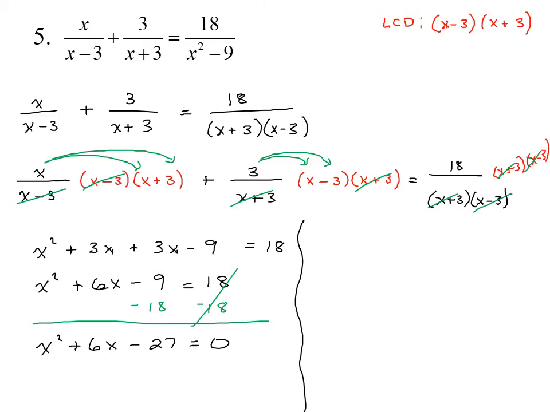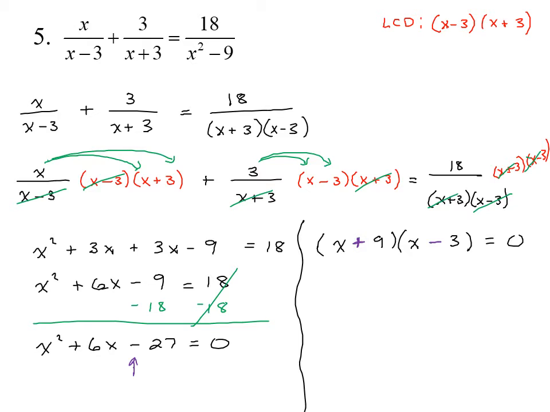Because of this negative sign right here, I need 2 sets of parentheses, with one being a positive and one being a negative. The x squared becomes x and x. And I need 2 numbers that multiply to 27 that add or subtract to give me 6. In this case, subtract. I would do 9 and 3. 9 is the bigger number. 6 is positive, so the bigger number gets the positive.